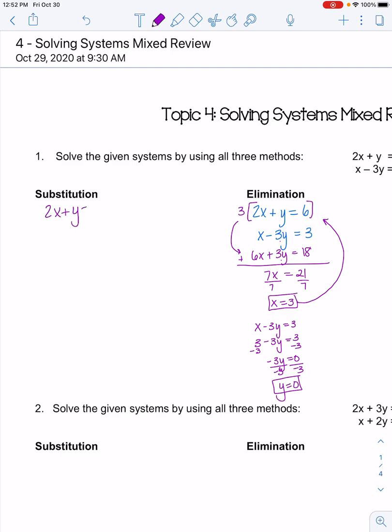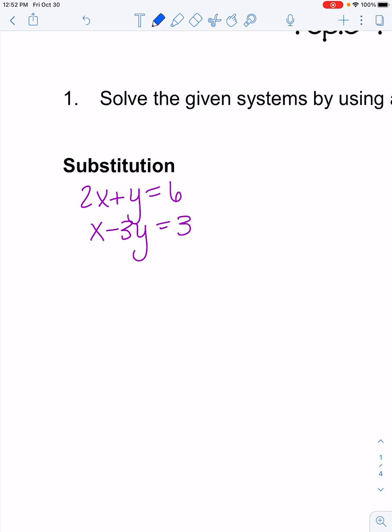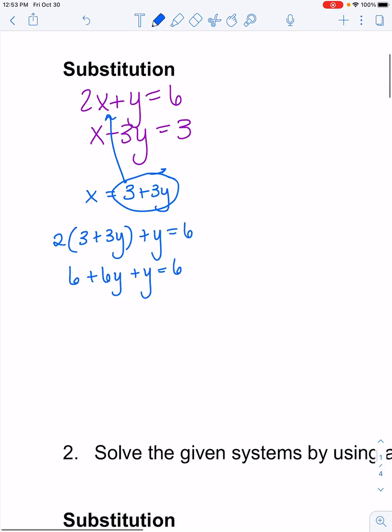I'm just going to rewrite my equations. Okay, so in order for substitution to happen, we need to have a variable that is by itself, a variable that's been isolated. So I'm thinking this x right here should be pretty easy to get by itself. So I'm just going to add that 3y to the other side. So x equals 3 plus 3y. Now I'm able to substitute this into the other equation where x is. So I've got 2 times (3 plus 3y) plus y equals 6. So now I just continue to simplify and solve.